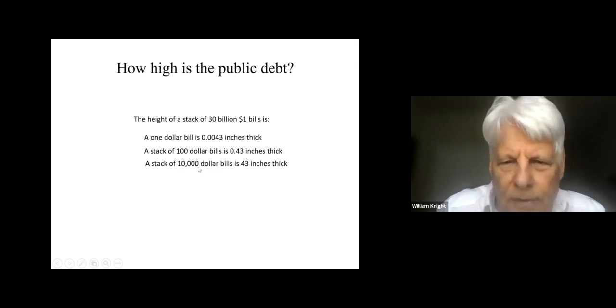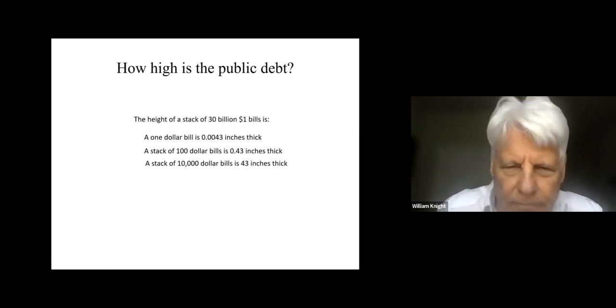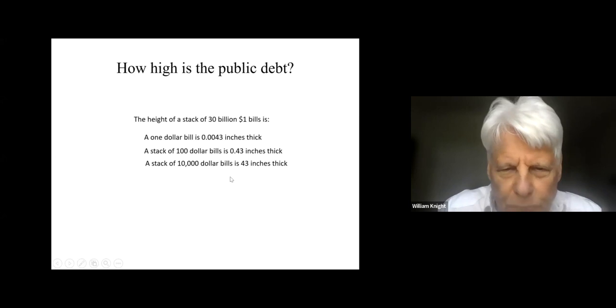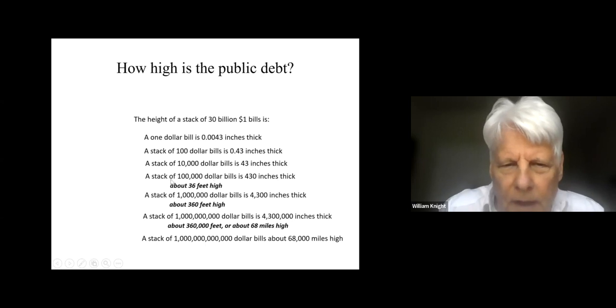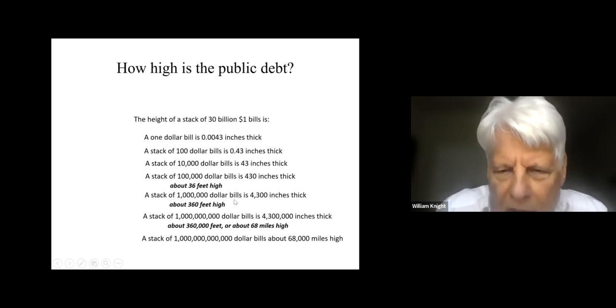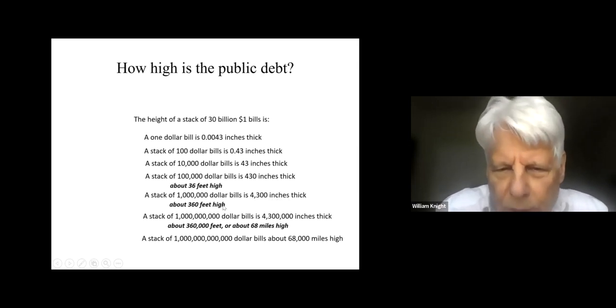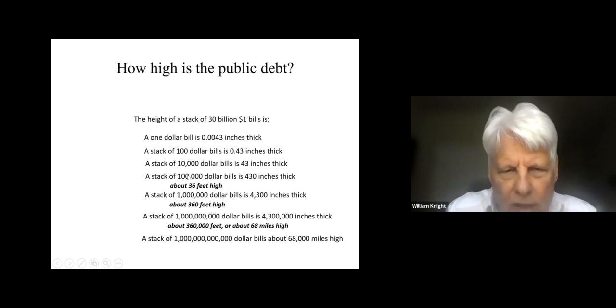A stack of 10,000, which is another 100, about 43 inches thick, a little over a yard, 3.5 feet. A stack of $100,000 bills is 430 inches thick, which is about 36 feet high. A stack of $1 million bills is about 4,300 inches thick, which is about 360 feet high. Notice that from 100,000, all I did is multiply it by 10. 100,000 was 36 feet high.